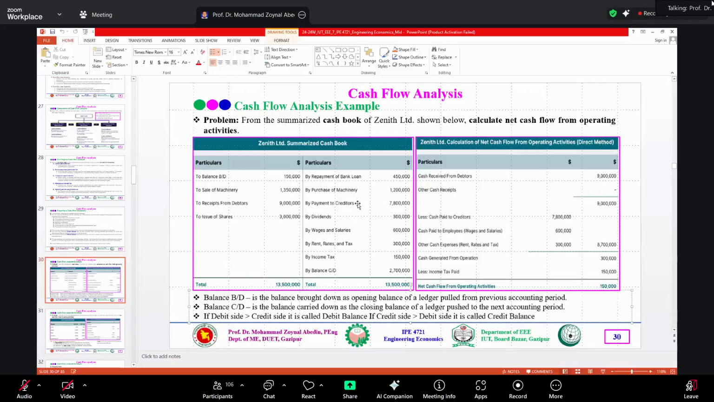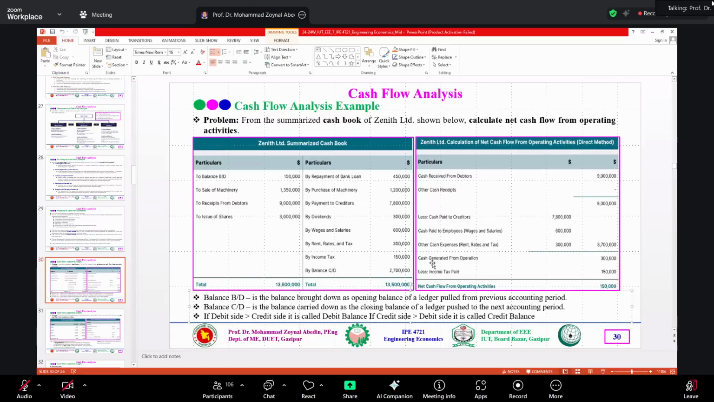Another one is the dividend. Dividend does not come here, it is a financing item. Wages and salaries, this one is operating. It happens due to the operation. That's why the cash paid to the employees in the form of wages and salaries, this is 600,000. And another one is also a cash outflow due to the operation. This one comes here.